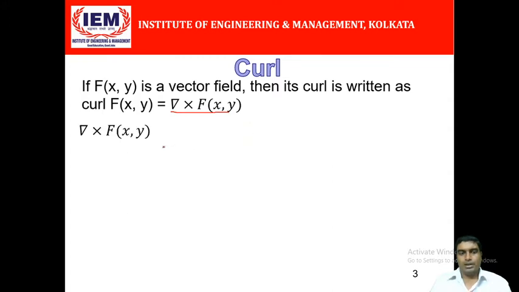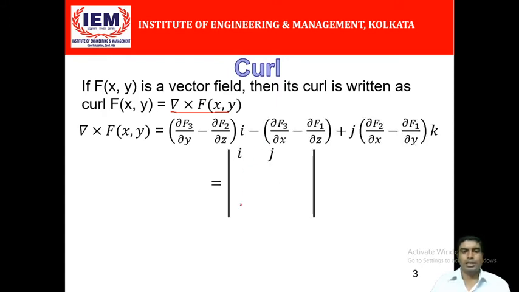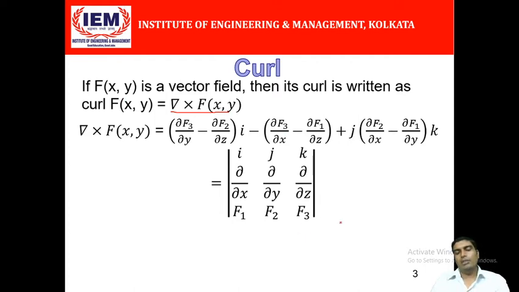The cross product we can find by using this determinant. The determinant way is easy to write. The first row is i, j, k, then del by del x, del by del y, del by del z, and f1, f2, f3, the three components of this function. By evaluating this determinant, I can find the curl of this vector field.